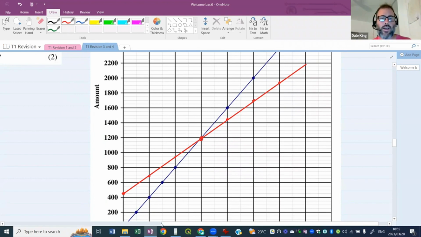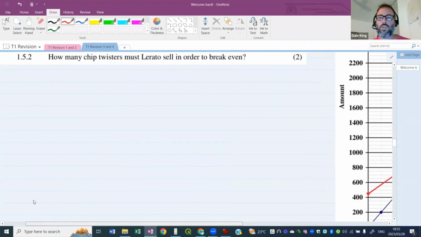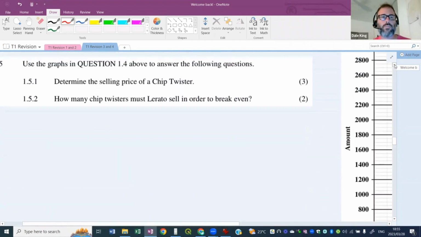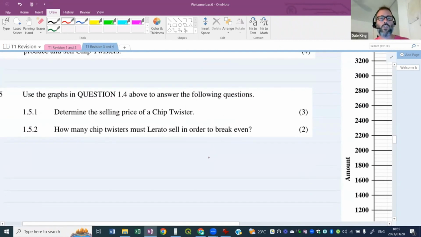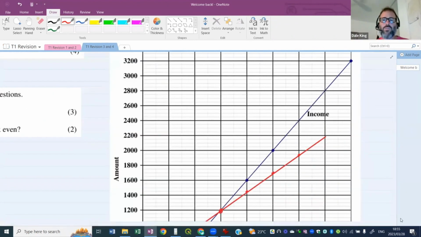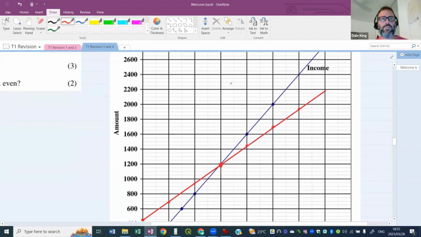All right, now we've done what they've asked. We've plotted the line. Here come some questions. We'll try to do 1.5.1 after 1.5.2, but I want to have a look at 1.5.2. How many chip twisters must Lorata sell in order to break even? Because as a businesswoman, this is the critical point. Now, what is break even? Can someone please tell me, what does break even mean? Can anyone turn on their marks? Raise your hand. Sakile.